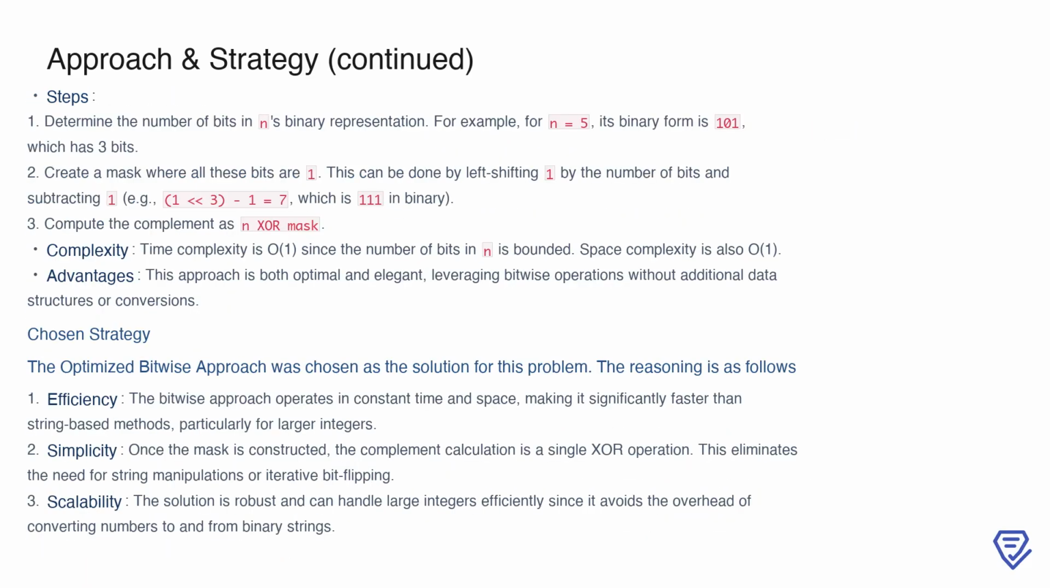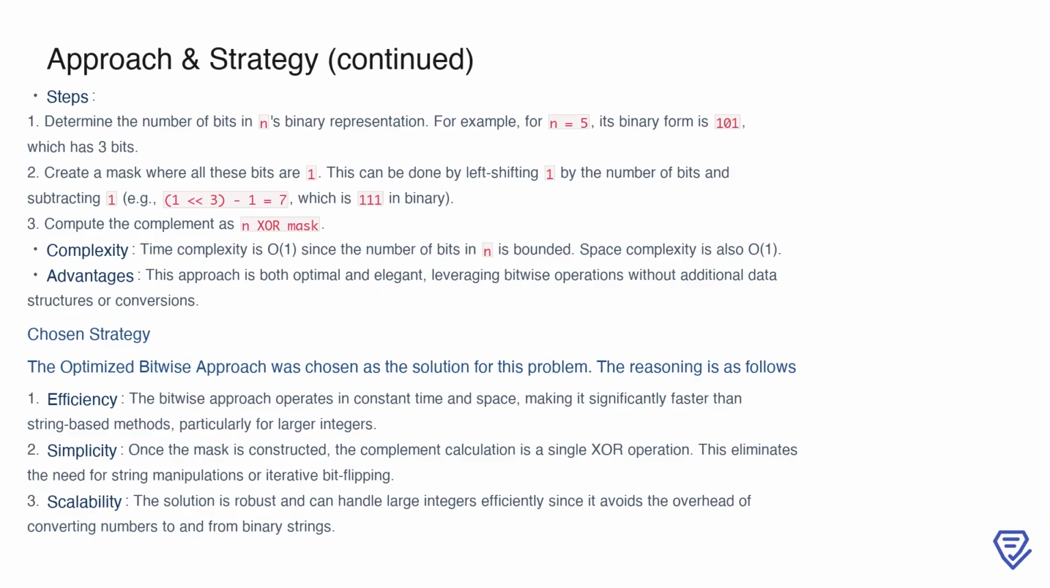The optimized bitwise approach is implemented in a few simple steps. First, we determine the number of bits in n's binary representation. For example, if n is 5, its binary form is 101, which has 3 bits. Next, we create a mask with all bits set to 1 for this length.